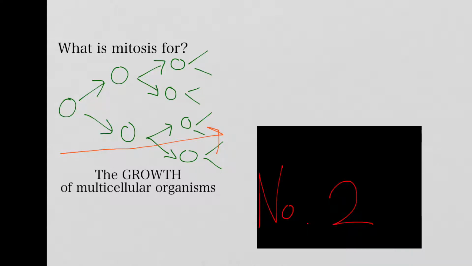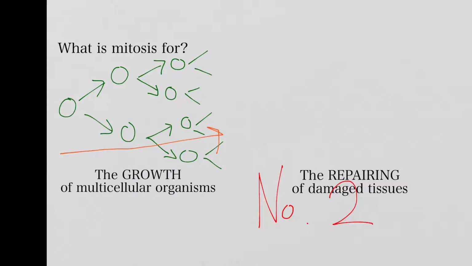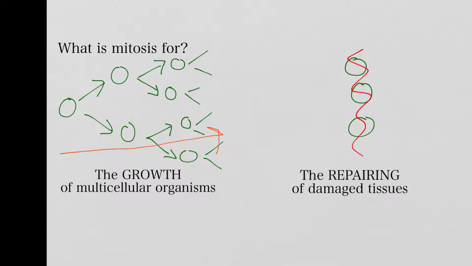The second function is that mitosis is needed for the repairing of damaged tissues. Again, if I illustrate this, if we've got three healthy cells and for some reason they get damaged, obviously we need mitosis to provide us more cells to replace the damaged ones.